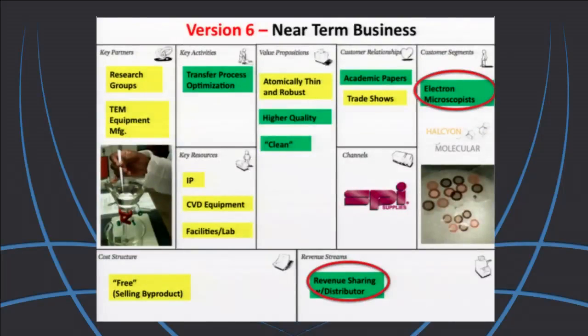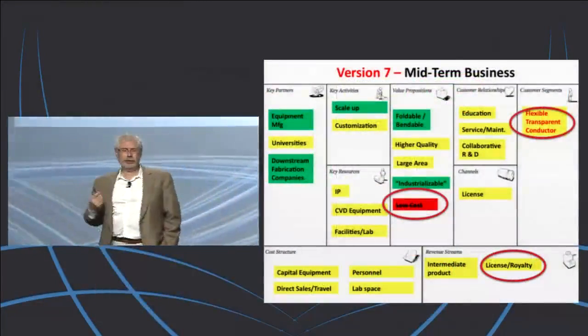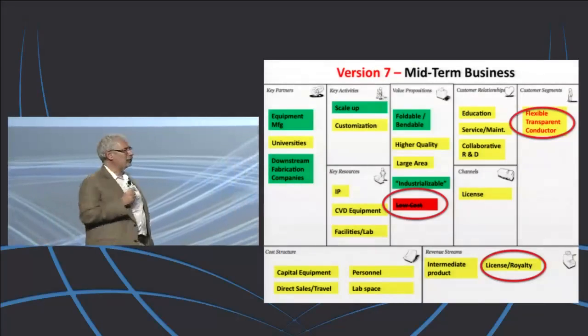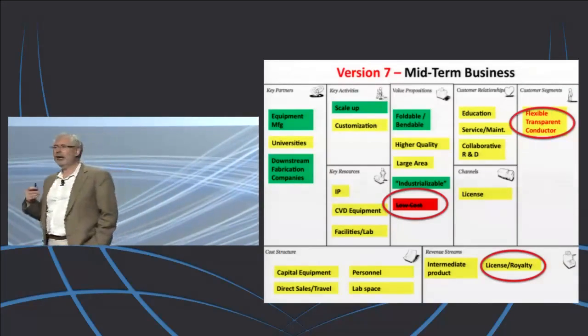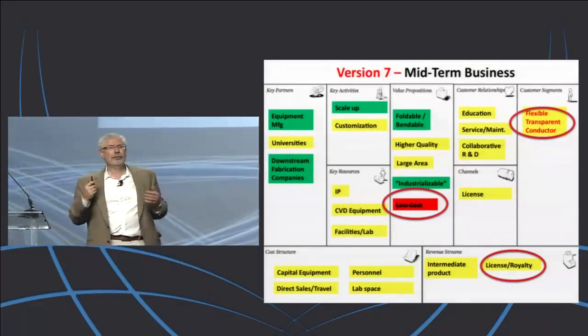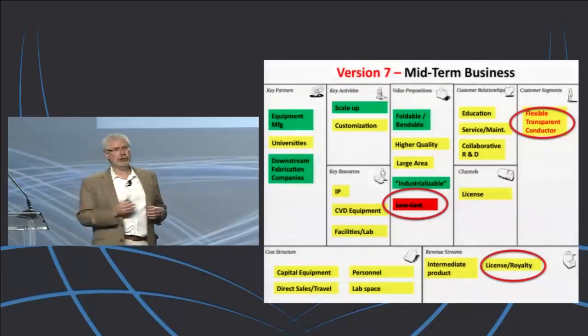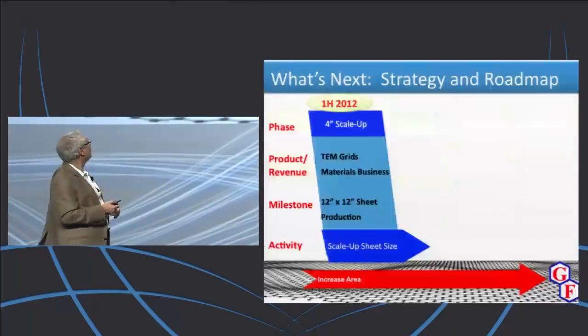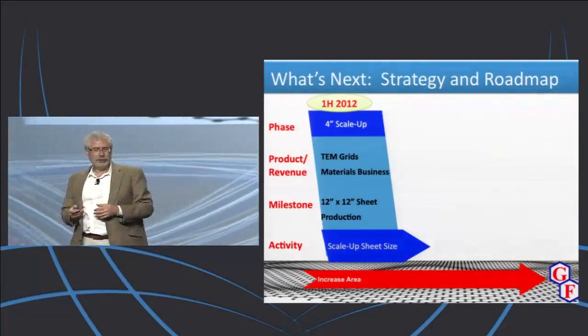So our near-term business is selling graphene grids to electron microscopists. I can't say that word, so you're going to have to guess. The people who use electron microscopes. And they were going to do revenue sharing with distributors. But their midterm business is flexible, transparent conductors for screens. And they realized that cost, the lowest possible cost, wasn't even an issue. If they could deliver what they said, all of a sudden, people said, we'd pay anything for the early introduction, to be the first. And so they now pivoted again, and they finally figured out that their strategy looks like this.